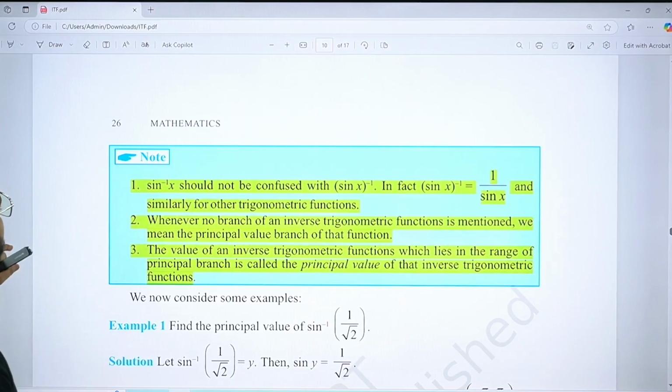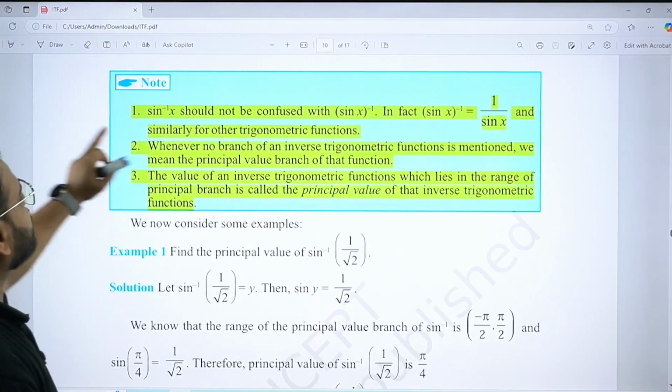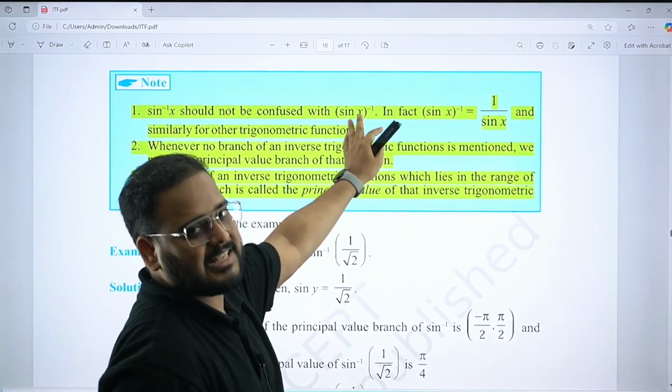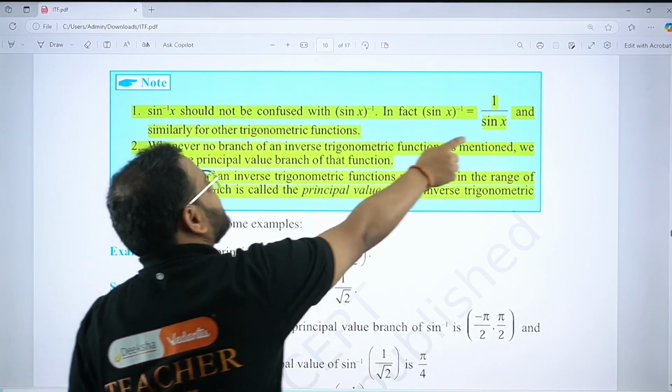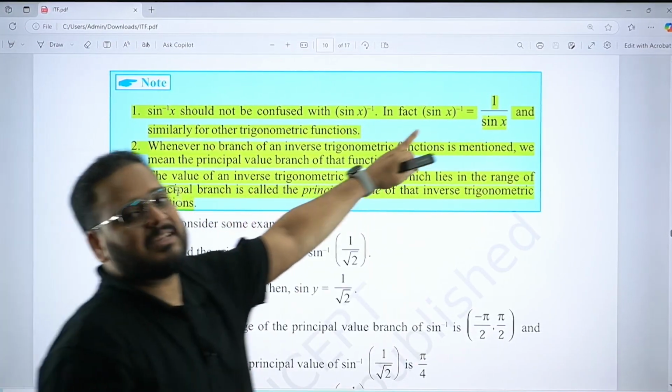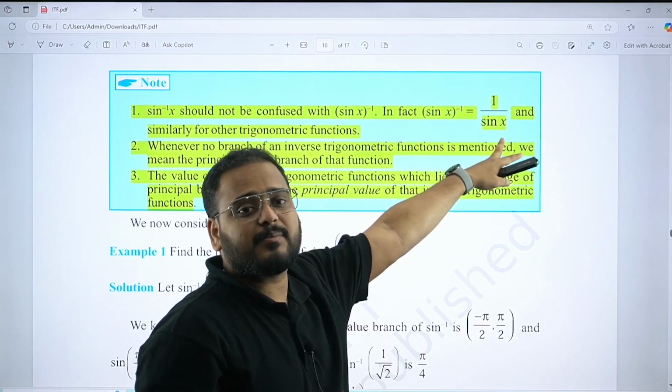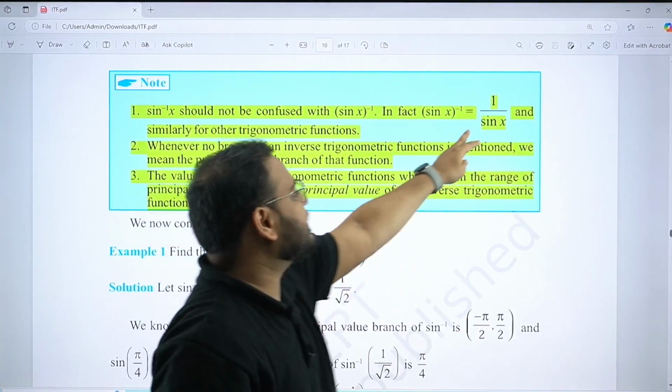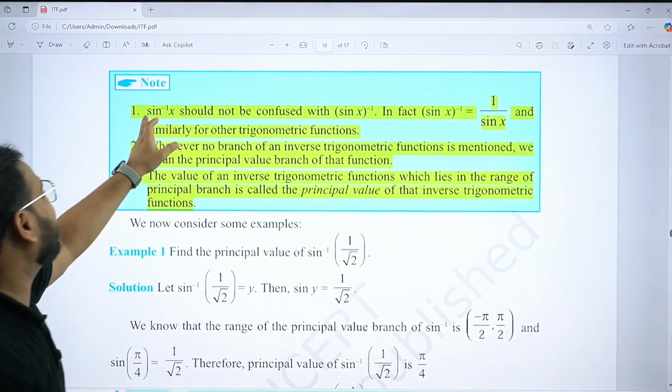Now, what do we have? Some notes. Sine inverse of x should not be confused with sine of x inverse. Why is that, sir? This is just 1 by sine x, the reciprocal. This is different. This is the inverse function of sine. This is 1 by sine, the reciprocal, simply cosec, whereas this is the ITF, sine inverse of x.